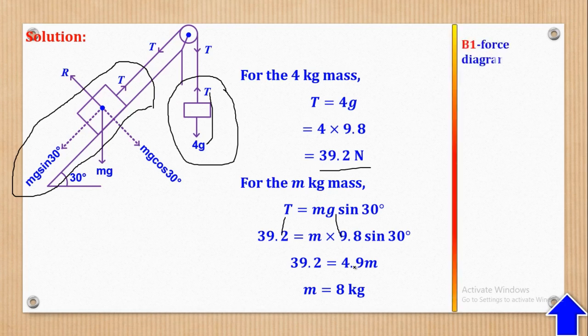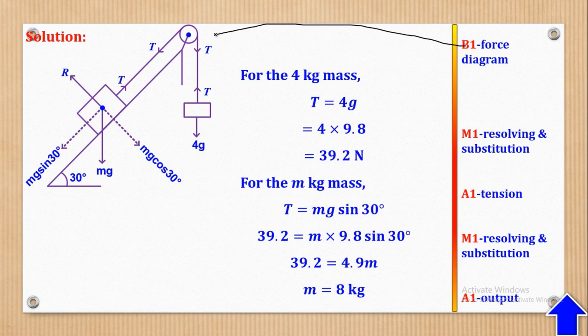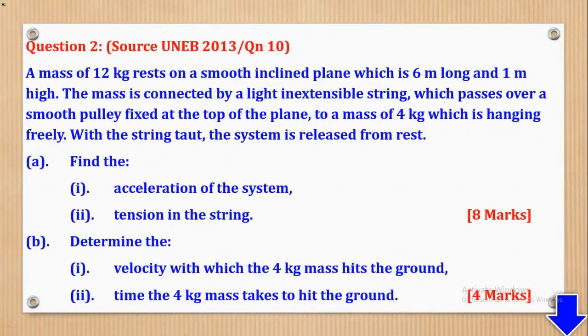So basically, that's what they wanted, and now let's see how marks can be awarded. B1 for the correct force diagram, M1 for resolving and substitution, A1 for the tension, M1 for resolving and substitution, A1 for the output, which is the mass they want. So that was question 1.